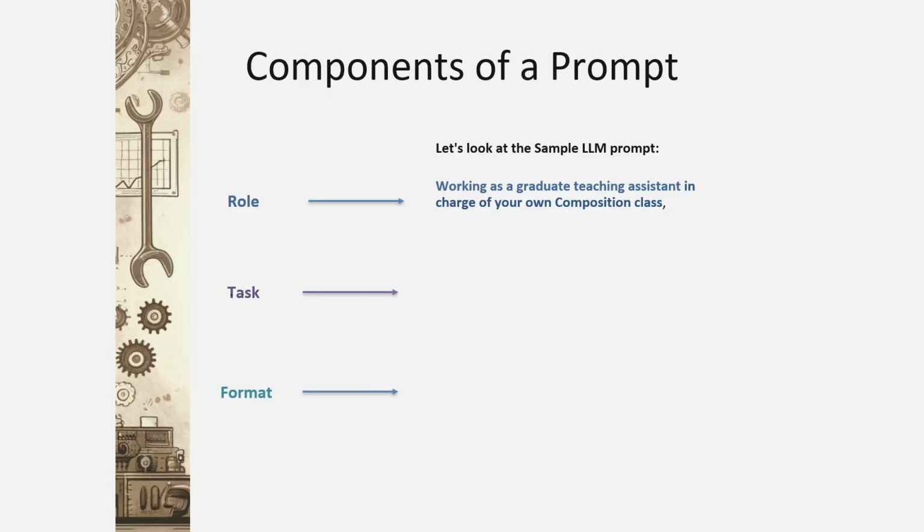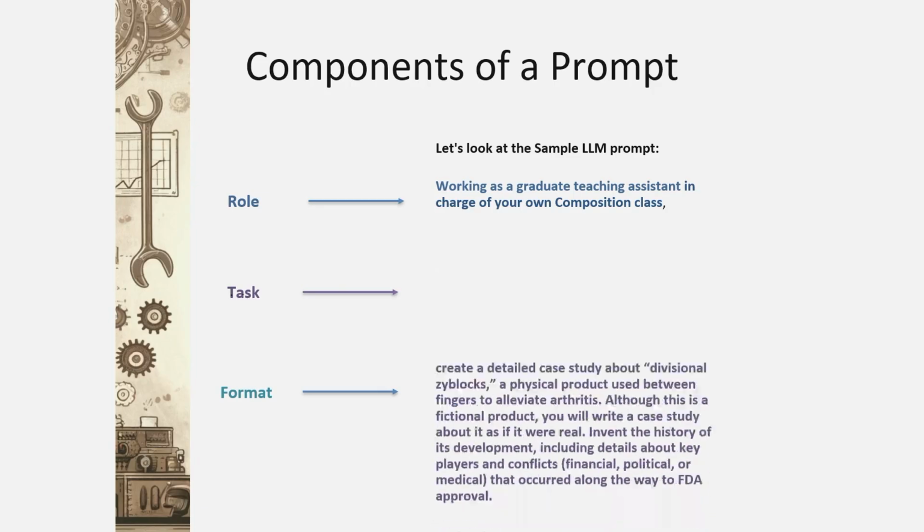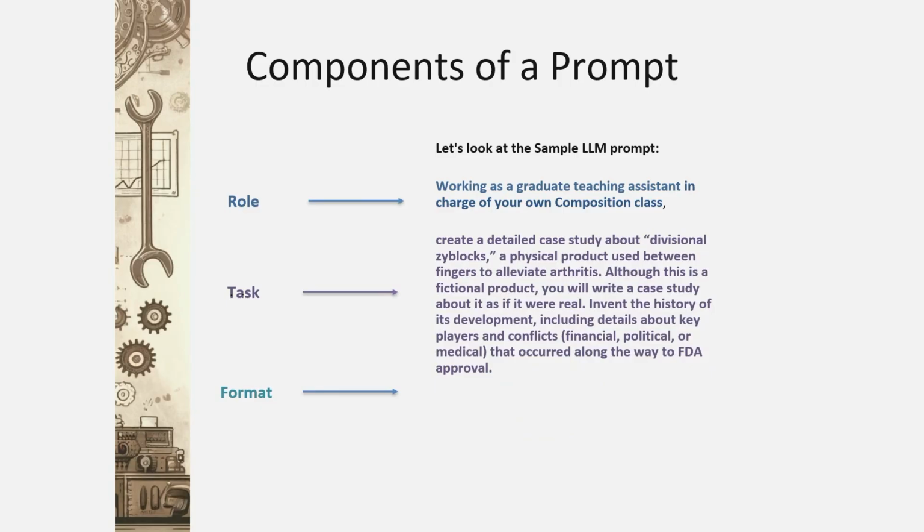Then we'll look at task. Task is going to be the objectives or the actions that you want your GPT to undertake. This could be anything, such as refining information, getting information, generating content, problem solving, any of those types of things. Looking at the sample prompt, here it says, create a detailed case study about divisional Zyblocks, a physical product used between fingers to alleviate arthritis. Although this is a fictional product, you will write it as if it were real. You'll create any details, including key players and conflicts that happened along the way to FDA approval.